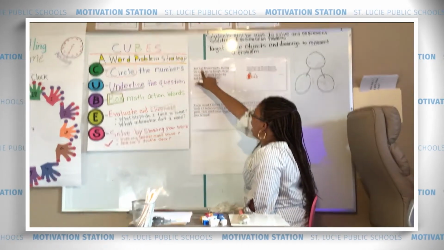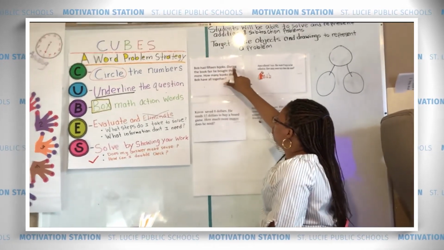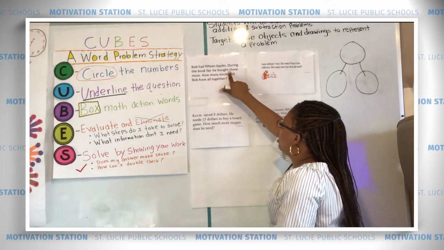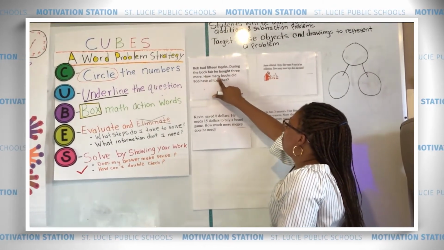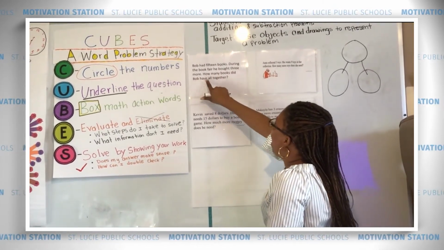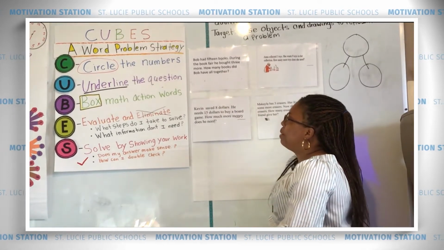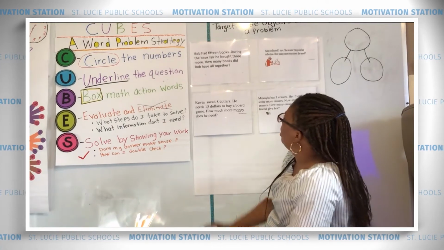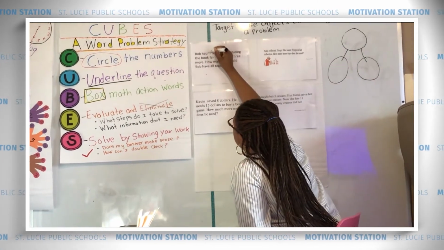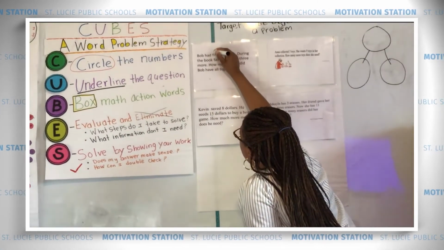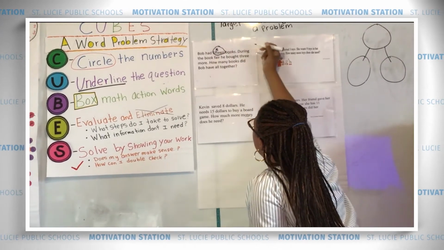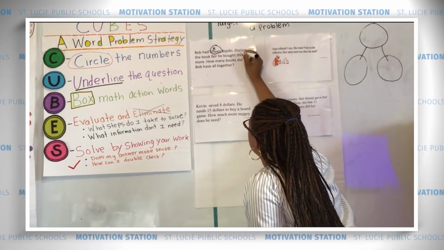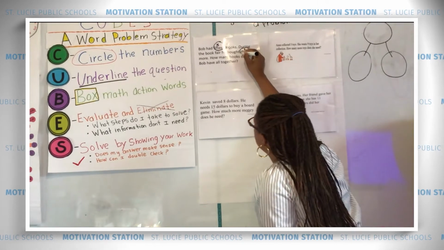So, Bob had 15 books. During the book fair, he bought 3 more. How many books did Bob have altogether? Okay, boys and girls, so the first thing I need to do is what? Did you say circle the numbers? Okay, I see the number word 15. I'm going to circle the number. I also see the number word 3. I'm going to circle the number.